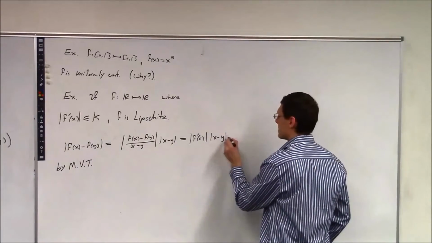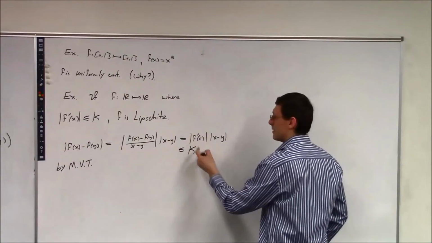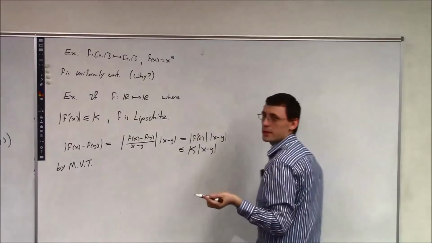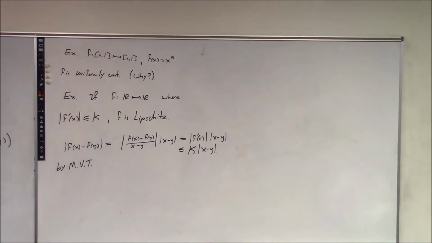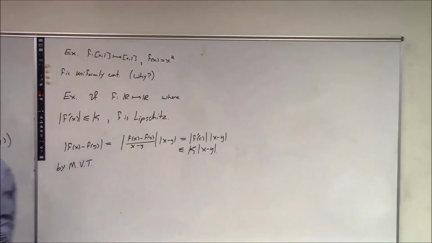And of course, this implies this is less than k. For whatever f prime of c is, it's less than k times x minus y. So that's a very easy way of checking if a function is uniformly continuous if you know it's differentiable. It gives you a lot of examples right away of something even stronger than uniform continuity. So, okay.